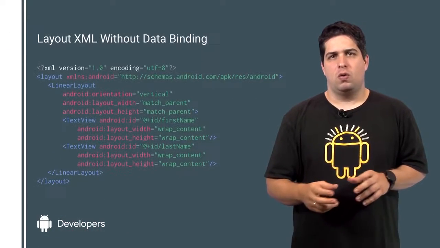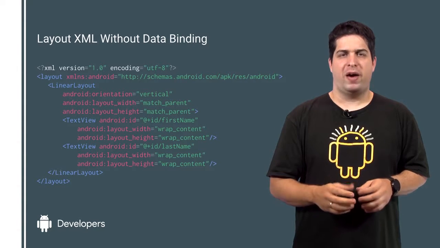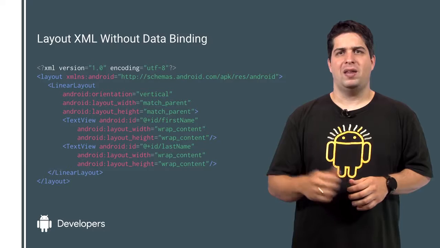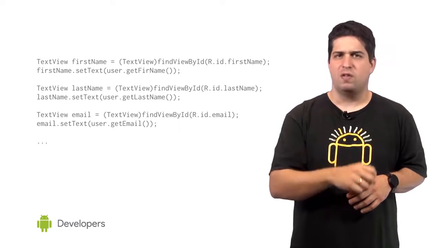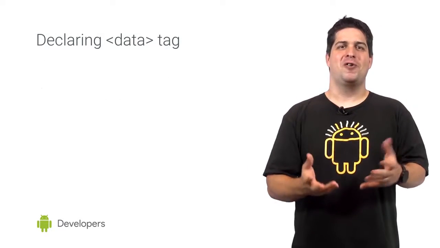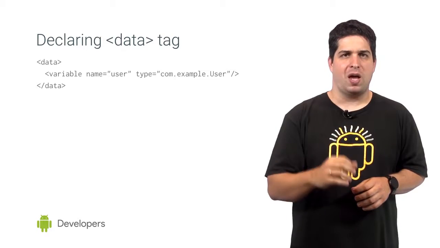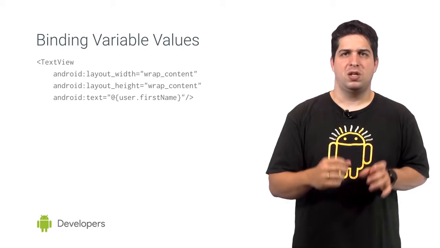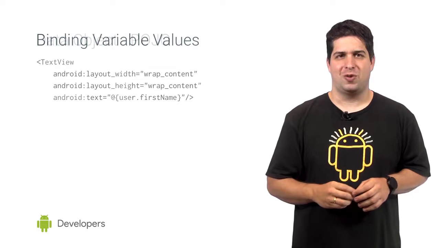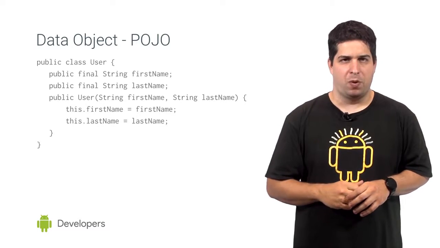Imagine you want to show some user information like first name, last name, and email. Your layout XML file without the data binding could look like this. And then you would have to implement a bunch of Java code to instantiate the views, find the views, and set the correct values. But now, with data binding, you just have to add a data tag declaration with the variable name and type. And for each view, when you want the data from the object, just refer to the corresponding attribute. All the data will be retrieved from the data object that you declared and populated.